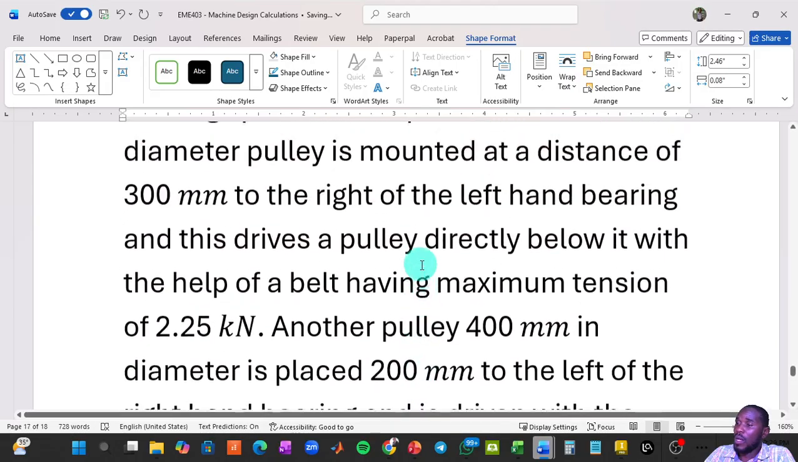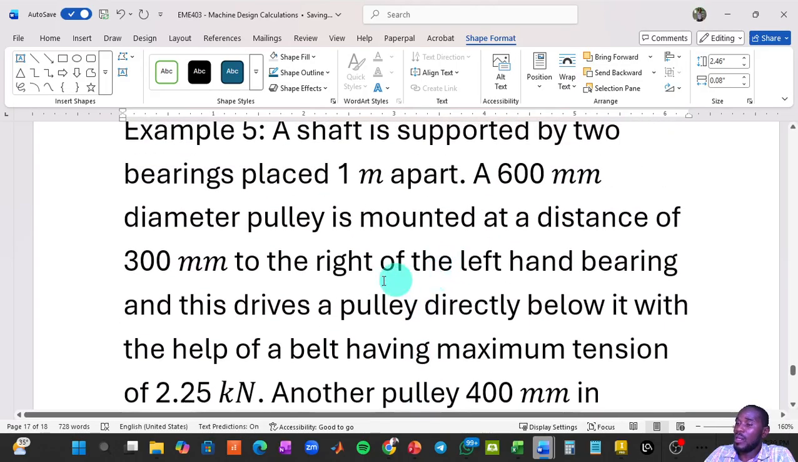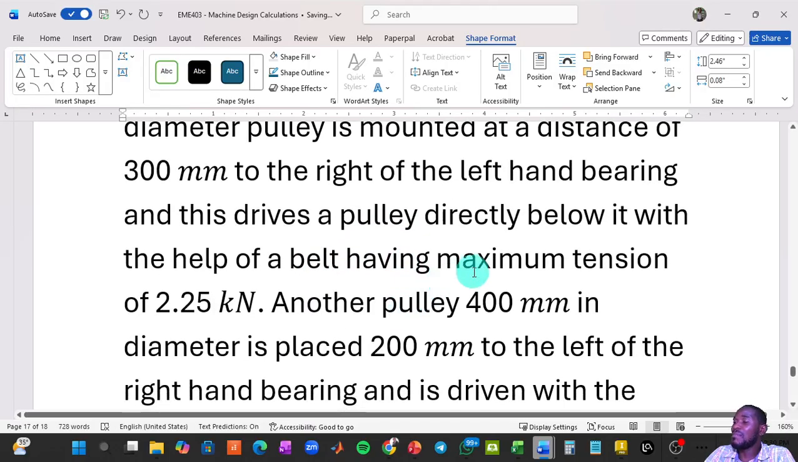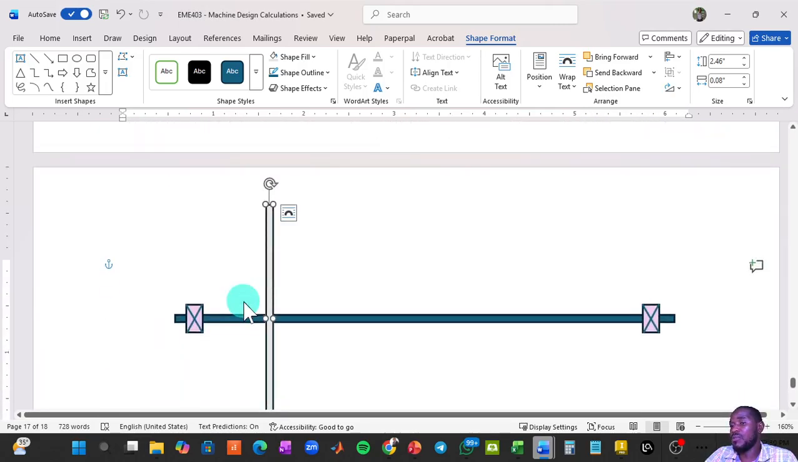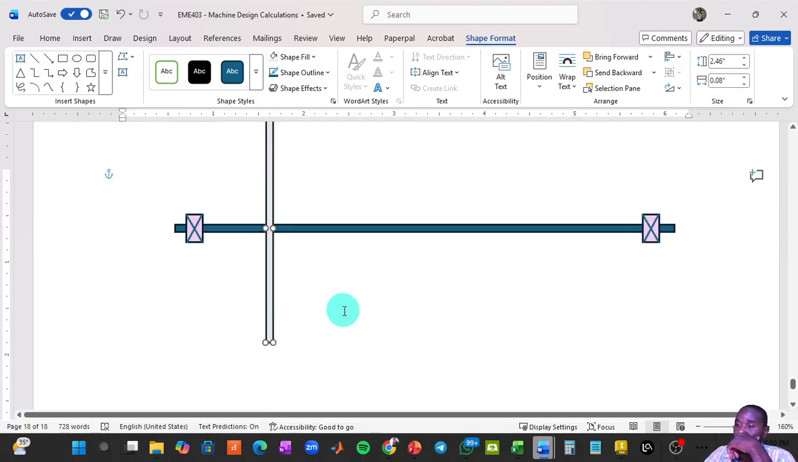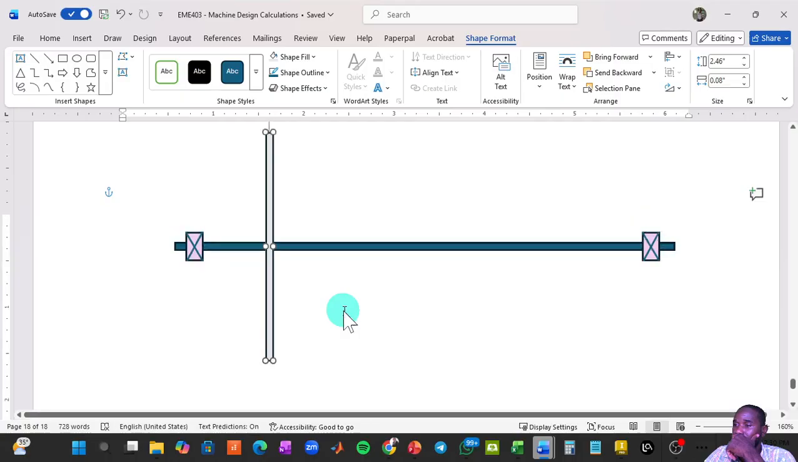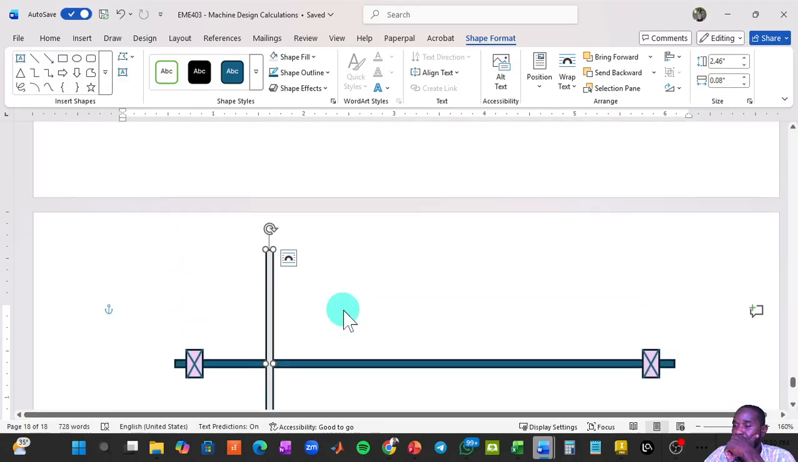And then it goes ahead to say that this drives a pulley directly below it with the help of a belt having maximum tension of this. So if I were, and I hope that my space will be enough for me to do what I need to do. No, it won't be. So what will I do? I'm going to have to make these a little bit smaller.